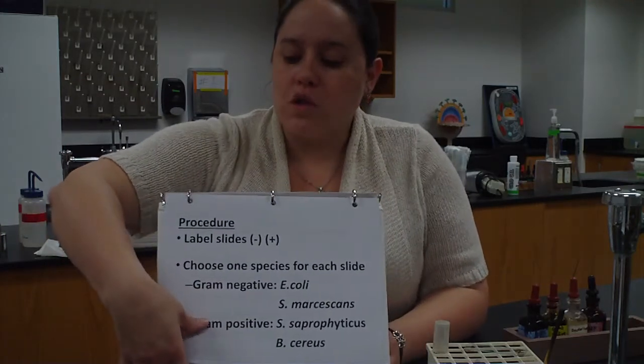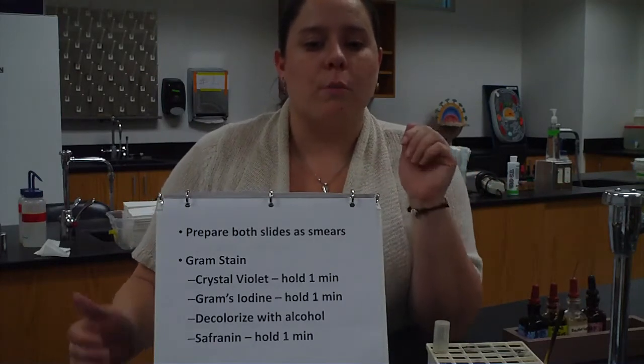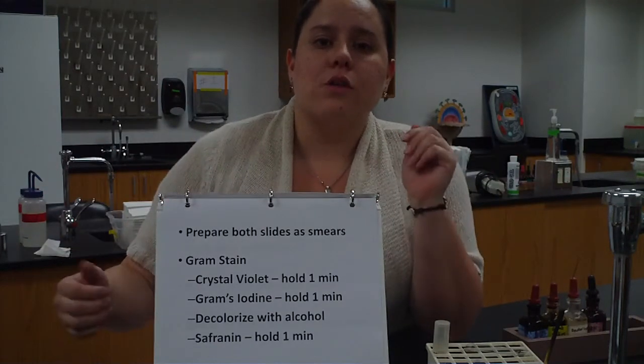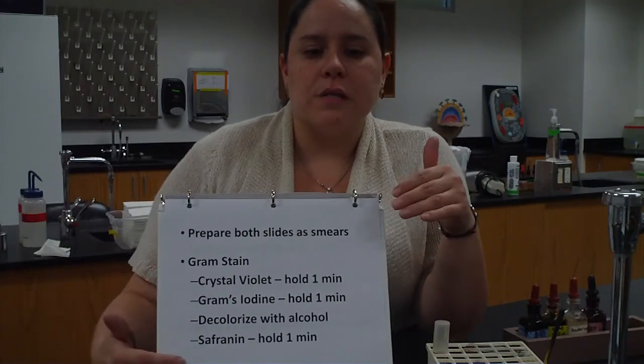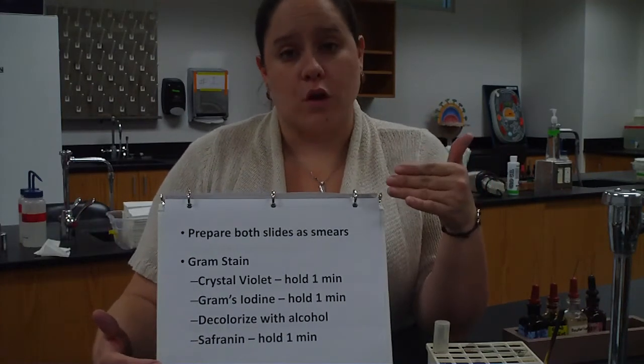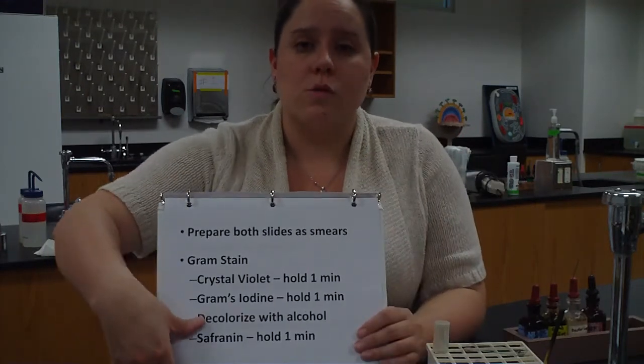Then I'm assuming that you've already made your smears. You already know how to make a smear and that those are both prepared. And we then get to the gram staining, the actual staining part. So if you take a look at the gram staining procedure, you see that crystal violet comes first, and we would flood our slide, hold that for a minute, and then rinse with water.